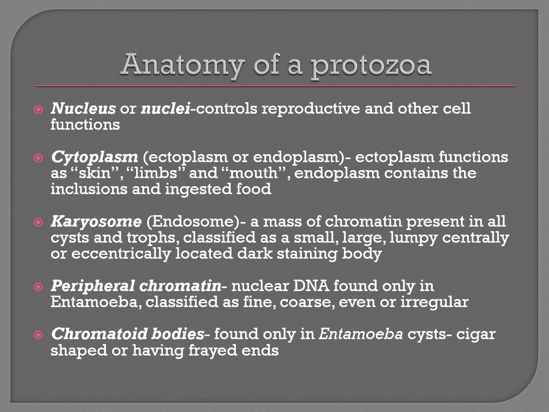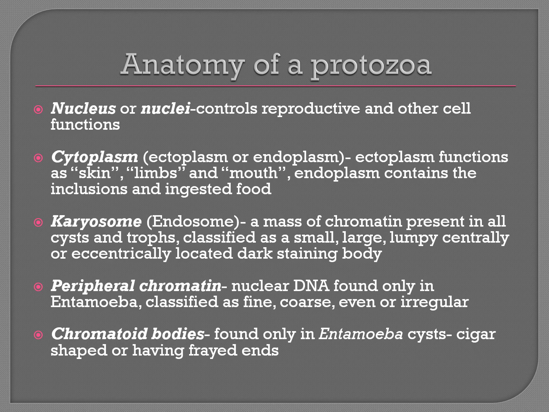We've got the cytoplasm. This is also known as two layers, the ectoplasm and the endoplasm. The ectoplasm functions as the skin, limbs, and mouth, while the endoplasm contains the inclusions and ingested food. Ingested inclusions could be red cells or bacteria. The karyosome, which is also known as an endosome, is a large chunk of chromatin. This is a mass of chromatin present in all cysts and trophs, classified as either small, large, or lumpy, and either centrally or eccentrically located inside of the nucleus. It is a dark staining body.